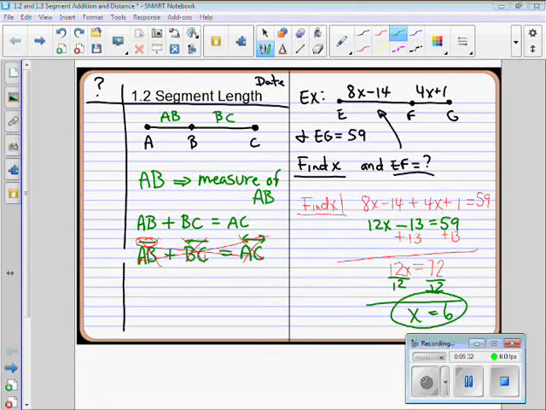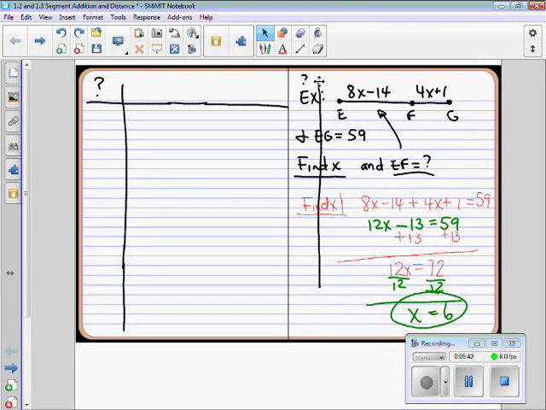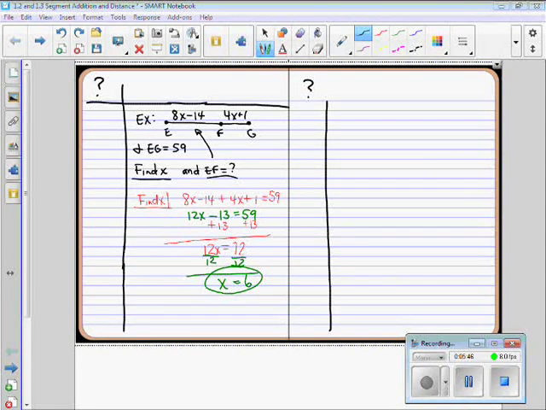Now, the other part they want me to work on is to find EF. I'm sorry, I just realized I forgot to draw my line down this side to create the place to write any equations or questions. I apologize for that. So I'm just going to continue over here. And so now I found what x equals. Now I need to find out what EF is.